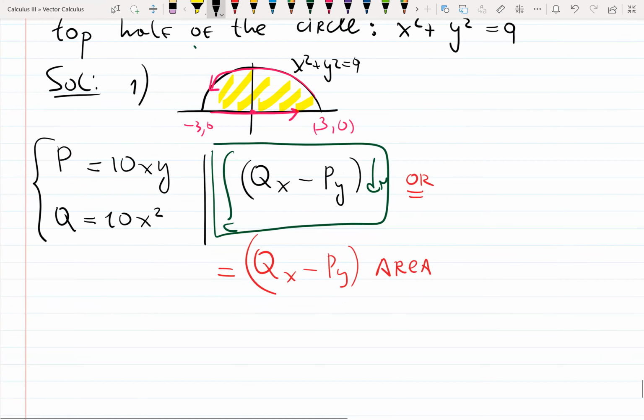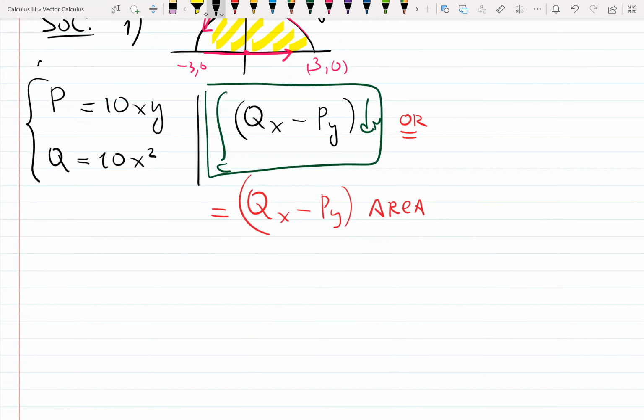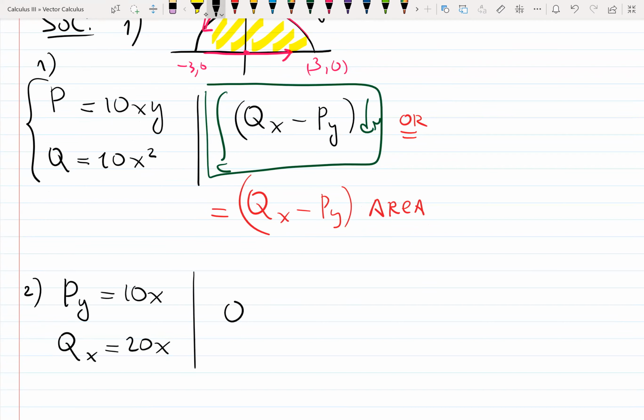So let's find at least the derivatives first. Step 1, we figure out what we have and what we're going to do. Step 2, P with respect to y is 10x. Q with respect to x is 20x. So the difference Q sub x minus P sub y equals 20x minus 10x, which is 10x. Very nice.